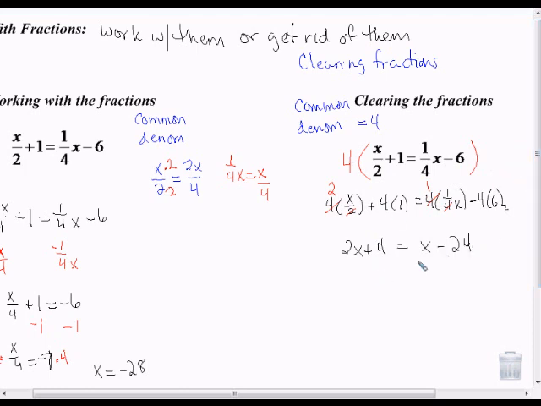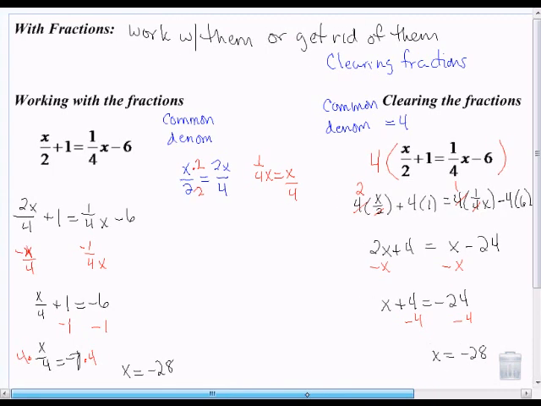After that, I can subtract x. So I get x plus 4 equals negative 24. I can subtract 4. And I get x equals negative 28. Preference. You can solve it with the fractions. You can solve it without the fractions. That doesn't matter to me.